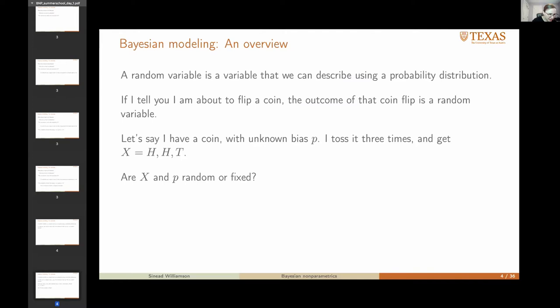I think Rodrigo has just pointed out that there's about to be a quiz on Slido. And there is about to be a quiz on Slido, if you can put that up there. Which of these are random? And which of these are fixed?